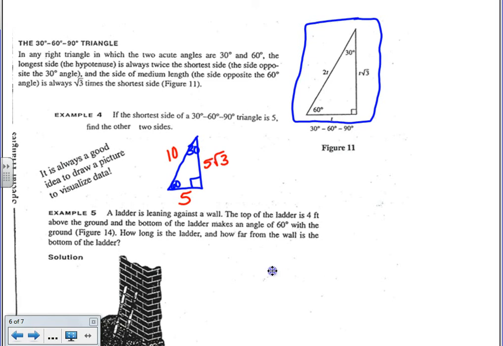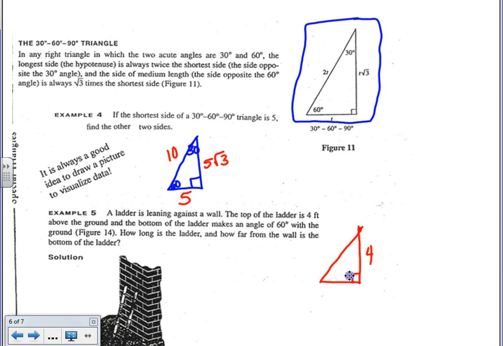Example 5 has a ladder leaning against a wall, and they do give us a picture, but I don't like to see these really artistic pictures. I like to just see the triangle. So I'm going to redraw it over here, where this is the wall and this is my ladder leaning against it. Again, not pretty, but that's okay. The top of the ladder is 4 feet above the ground. So from the ground to the top of the ladder, that's 4 feet.